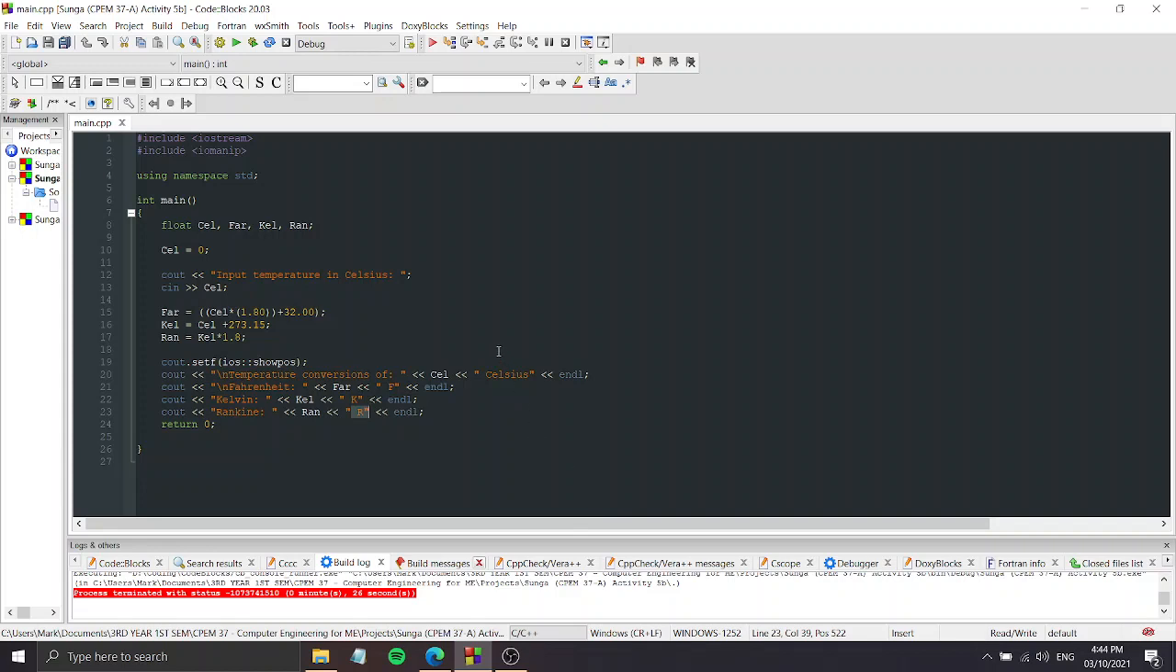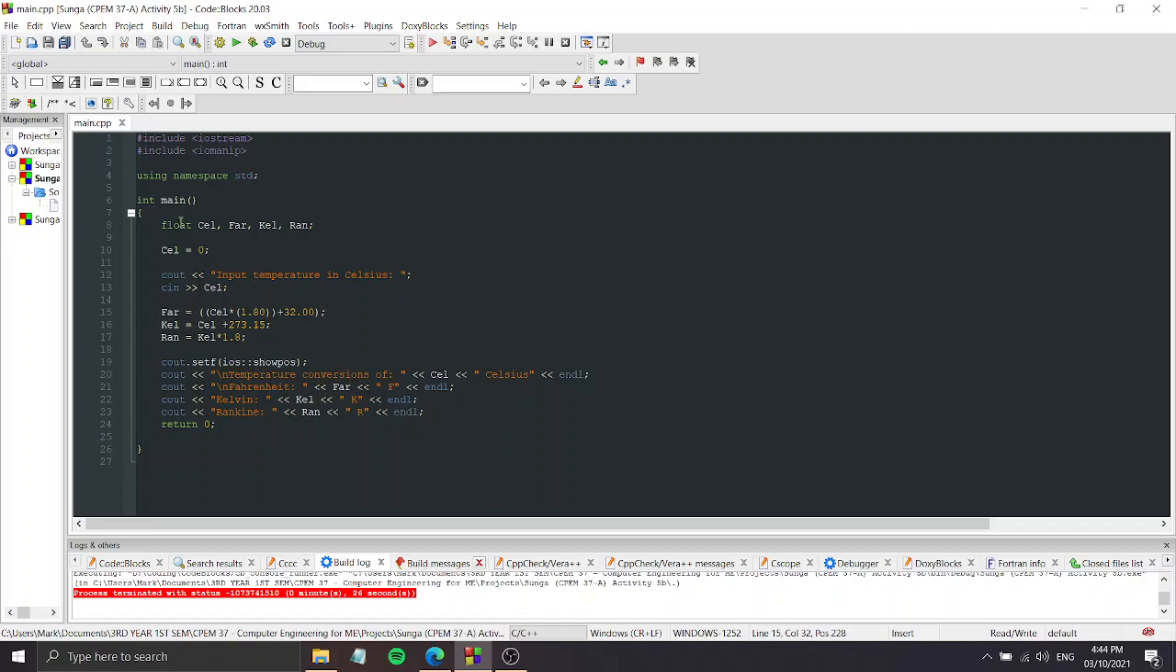Okay, hello. And the activity that I will be talking about is activity 5B. To begin with, I have here include iostream and iomanip. The reason why I am using iomanip is because I will be using this command, cout.setf(ios::showpos), or show positive, and I will explain why in a second.